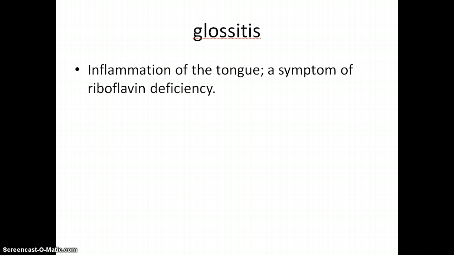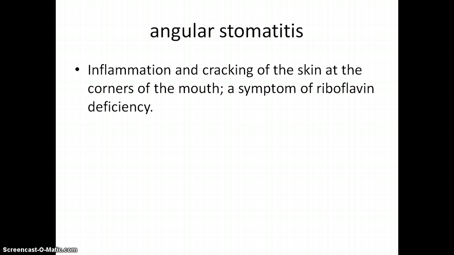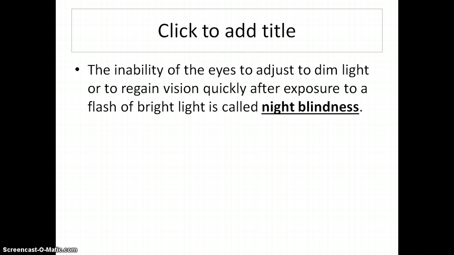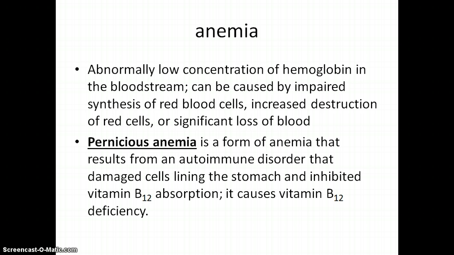Glossitis is inflammation of the tongue, and it's usually from a riboflavin deficiency. The tongue looks very big and red. Angular stomatitis is, again, the cracking of the skin at the corners of the mouth, and it's from riboflavin deficiency. And as we look at the term night blindness, it's the inability of the eye to adjust to dim light, and it's usually as a result of vitamin A deficiency.